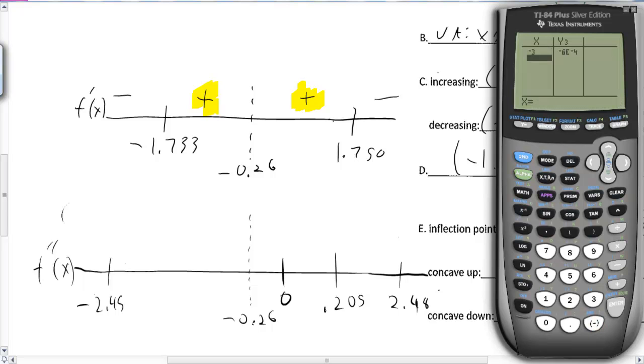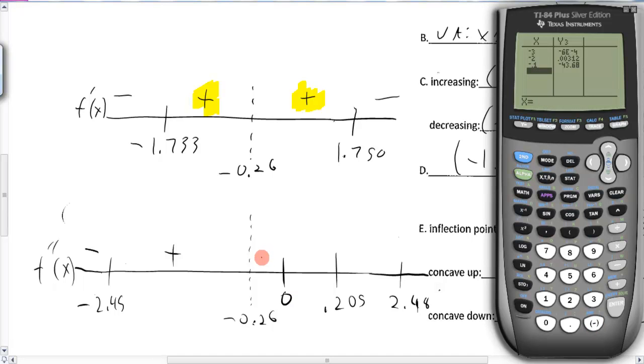So we'll test something outside of negative 2.45. So negative 3 gave us a negative concavity. Something between negative 2.45 and negative 0.26. So negative 2 would be a good choice. That was a positive. So now I need something between negative 0.26 and 0. So how about negative 0.1?